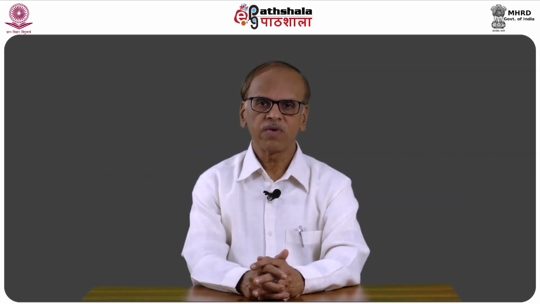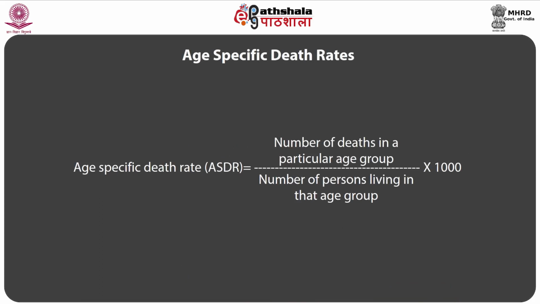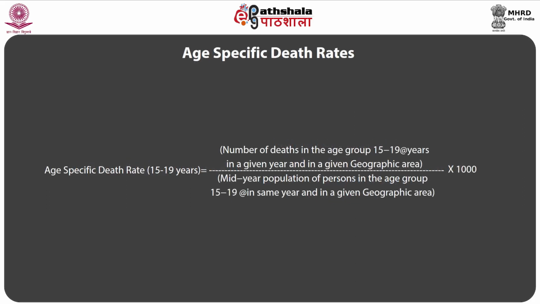Age-specific death rates. Age-specific death rate, ASDR, equals the number of deaths in a particular age group divided by the number of persons living in that age group, multiplied by 1000. The age-specific death rate for the age group 15 to 19 in a geographical area in a given year is given by: age-specific death rate 15 to 19 years equals the number of deaths in the age group 15 to 19 years in a given year and in a given geographical area, divided by the mid-year population of persons in the age group 15 to 19 in the same year in the same geographical area, multiplied by 1000.